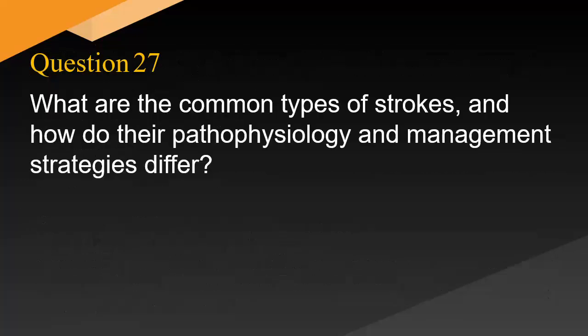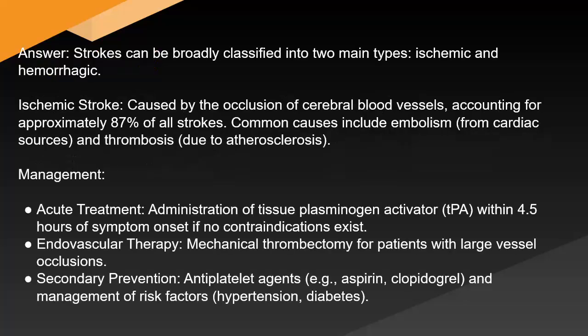What are the common types of strokes and how do their pathophysiology and management strategies differ? Answer. Strokes can be broadly classified into two main types: ischemic and hemorrhagic. Ischemic stroke, caused by the occlusion of cerebral blood vessels, accounting for approximately 87% of all strokes. Common causes include embolism from cardiac sources and thrombosis due to atherosclerosis.